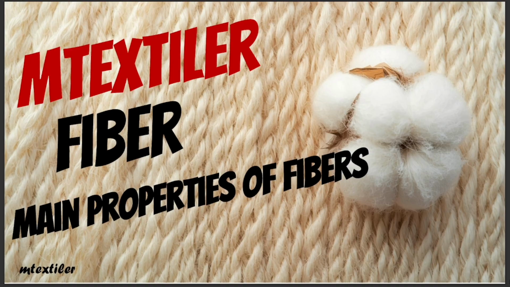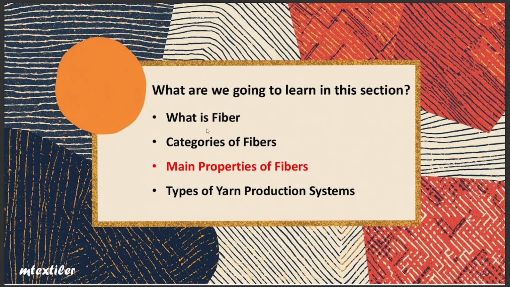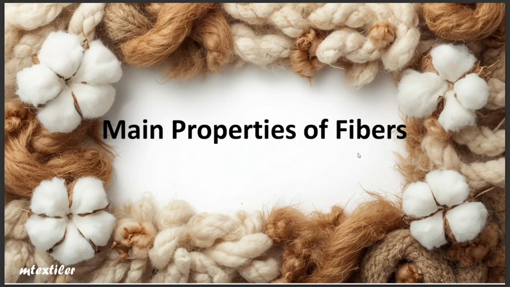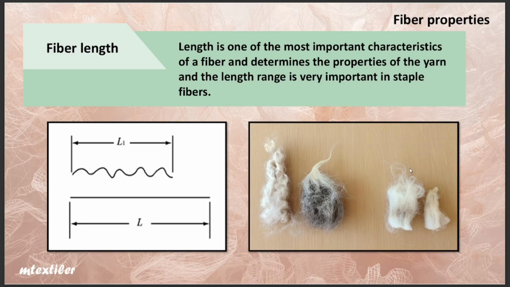So stay with me. The 4 parts of fiber identification are as follows. 1. What is fiber? 2. Categories of fibers. 3. Main properties of fibers. 4. Types of yarn production systems. In this part of the lesson, we are dealing with main properties of fibers. Let's get started. Fiber length.